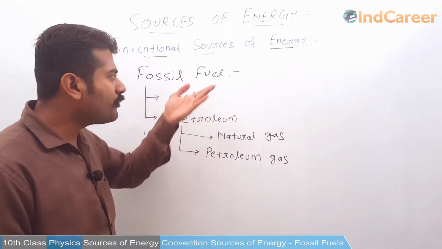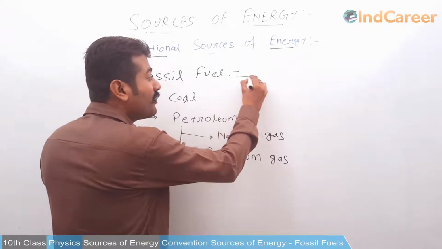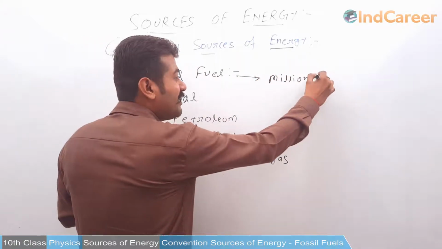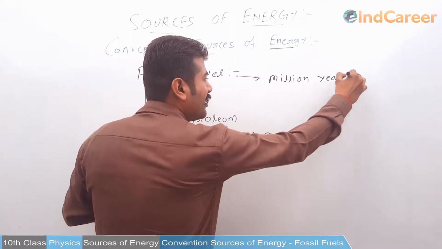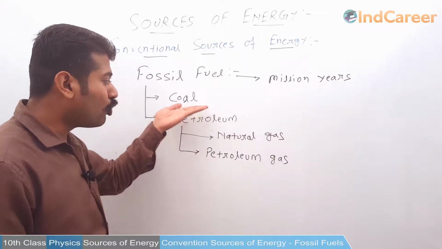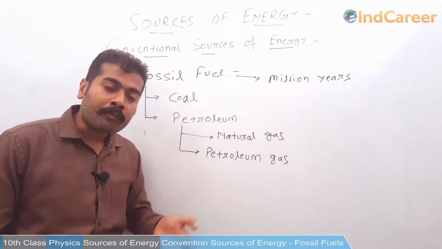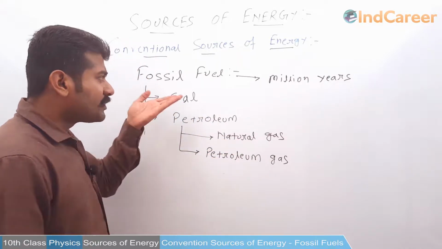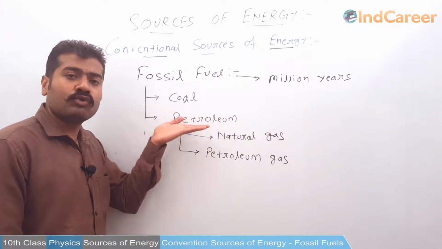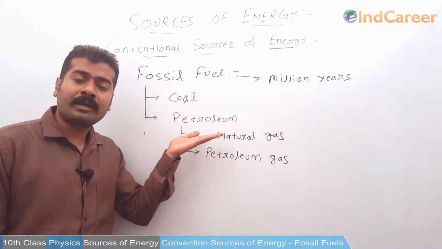So these fossil fuels are the result of a million-year process, or we can say a billion-year process. It takes millions of years to convert a dead plant or dead animal into coal and petroleum or petroleum products. Today we are using these fossil fuels in two forms. One is coal, the second one is petroleum.